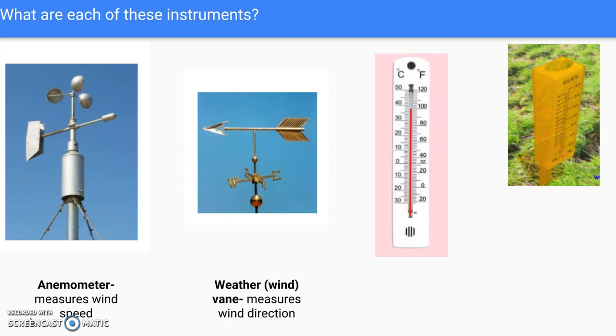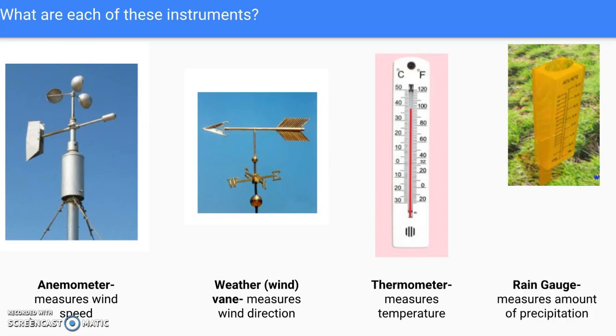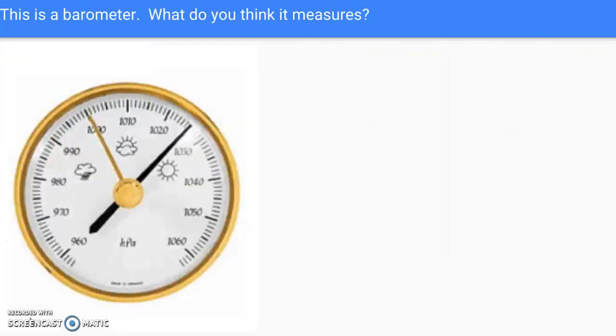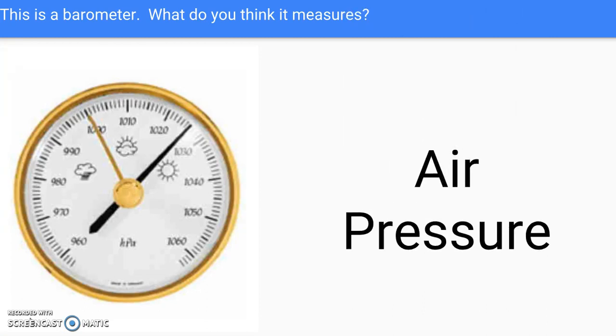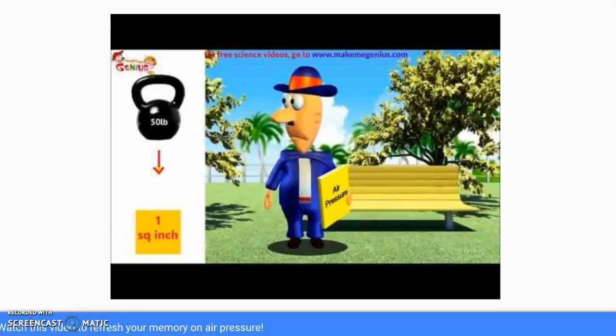And you probably know the third one. A thermometer. It measures temperature. Look at the last one. That is a rain gauge. It measures the amount of precipitation. But what about this? This is a barometer. Do you remember what it measures? Air pressure. And that is what today's lesson will be all about.